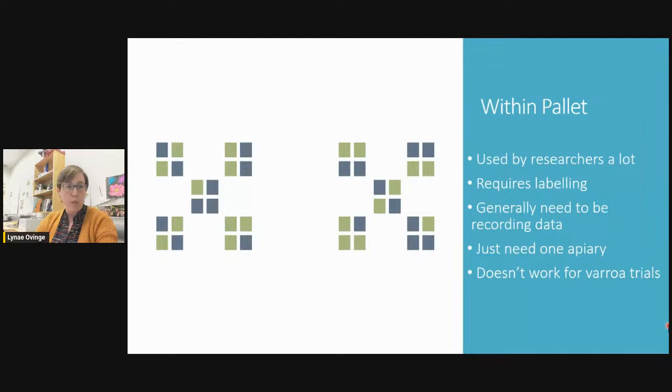You just need one apiary to do it. And it's not great for Varroa trials. And I just want to explain that, when we have Varroa, and let's say this treatment worked really well and this one didn't, this mite bomb is essentially going to reinvade into this hive. So generally, when we do Varroa trials, we don't want that kind of design.